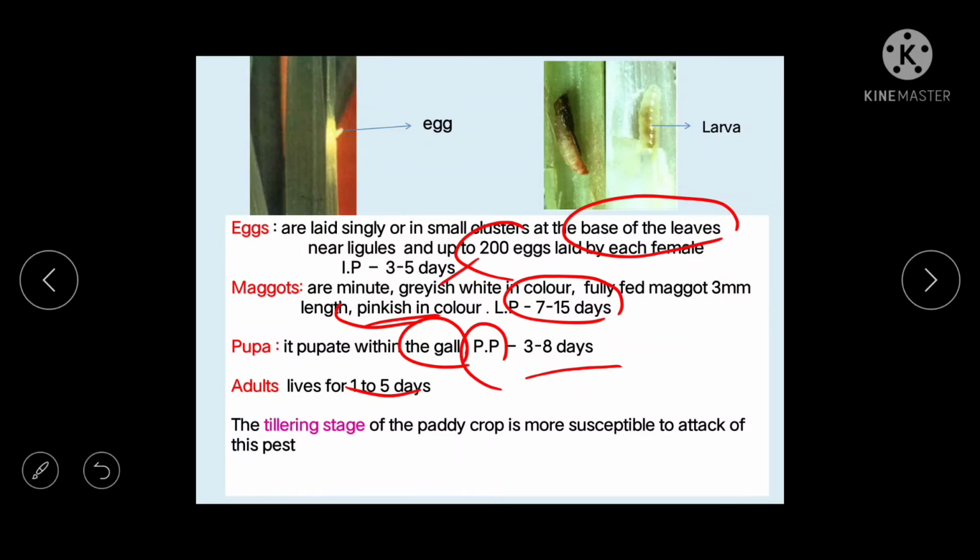Next we will see that the tillering stage of the paddy crop is more susceptible to attack by the pest. I think you all know what the tillering stage is. So in this stage paddy is more susceptible to attack by this gall midge. In JRF also this kind of question will come: gall midge will attack in which stage. So you have to write this.